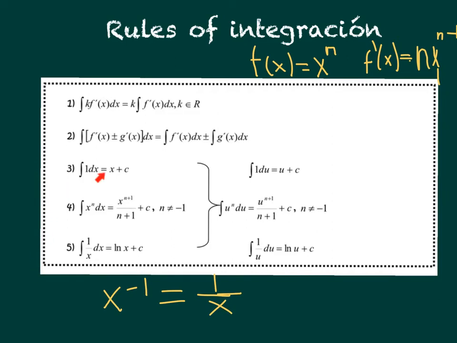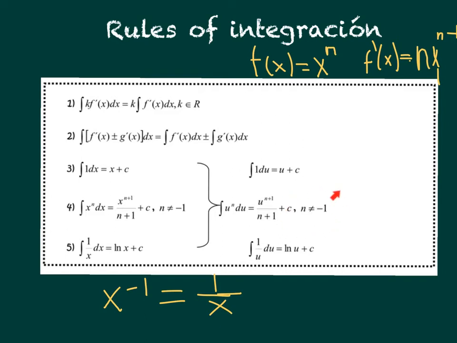Now, the three rules that you look at here are the generalizations of these three. This is with respect to x, differential of x, and here we have differential of u. Remember from last semester that we used u as a function of x. So now, if you have 1 times the differential of u, the integral will be u plus c. If you have the integral of u to the n times the differential of this function of x, then the integral will be u to the n plus 1 over n plus 1 plus the constant.